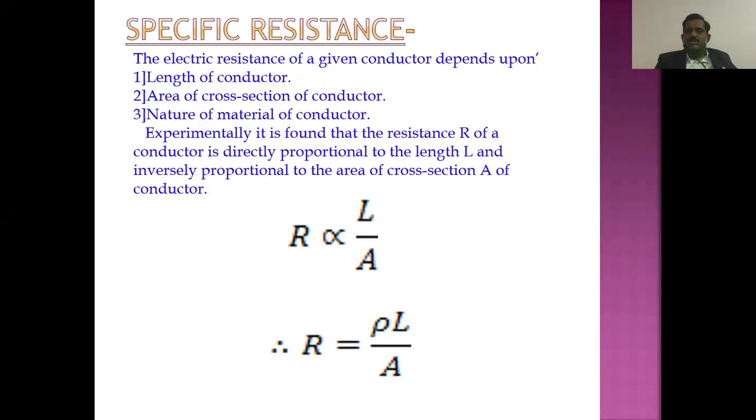Now, the specific resistance of a material or any conductor: the resistance of that wire is directly proportional to its length. That means as the length increases, the resistance of the wire also increases. And when we increase the area of cross section, the resistance of that wire decreases.